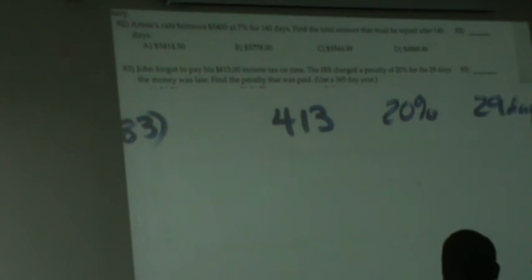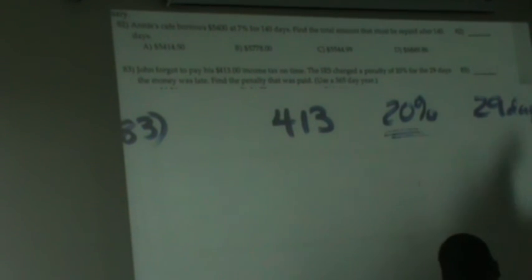Okay. Johnny forgot to pay his $413 income tax on time. He's in trouble, because that interest goes crazy. Okay, number 83, he forgot to pay $413 income tax. They charge a penalty of 20% for the first 29 days that it was late. Find the penalty that was paid. So all you need is the penalty. You don't need his total paid, just the penalty. So just the 20% in 29 days.